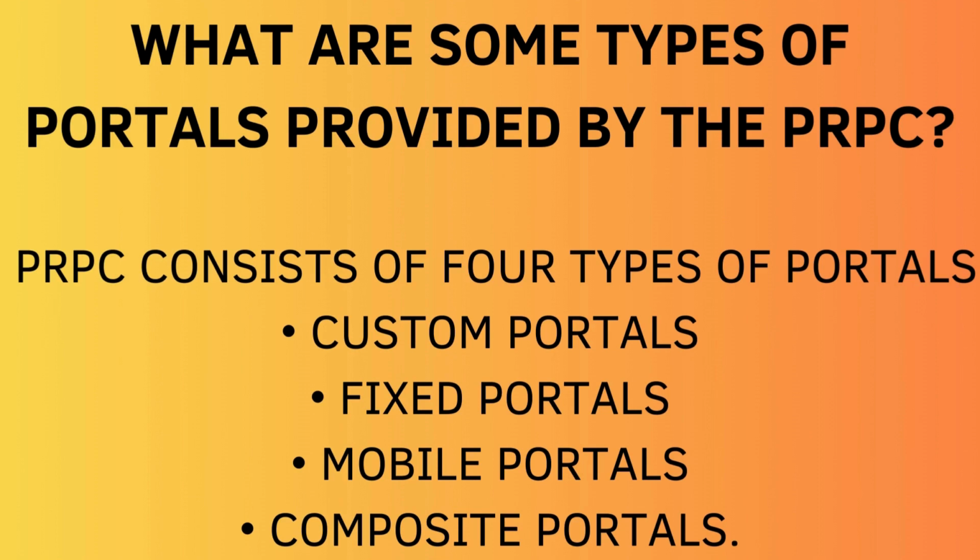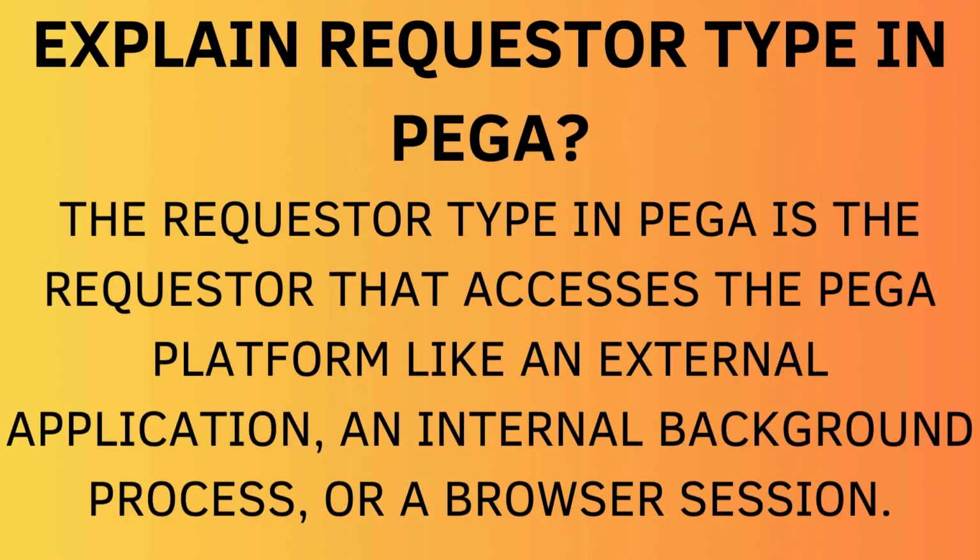What are some types of portals provided by PRPC? PRPC consists of 4 types of portals: custom portals, fixed portals, mobile portals, and composite portals. Explain requester type in Pega. The requester type in Pega is the requester that accesses the Pega platform, like an external application, an internal background process, or a browser session.